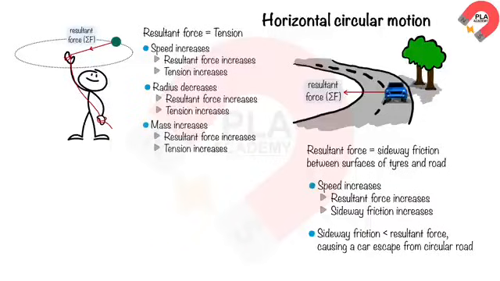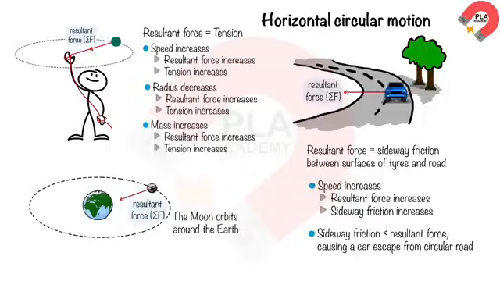circular road. The Moon orbits the Earth in a circular path. The resultant force is provided by the gravitational force between the Moon and the Earth.